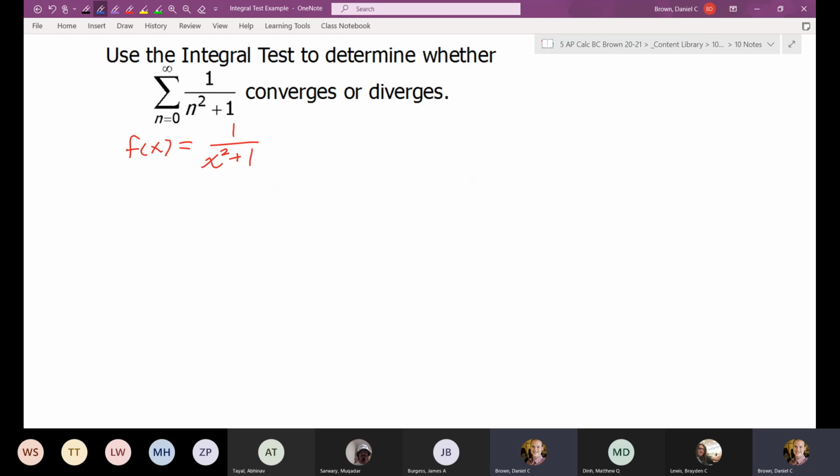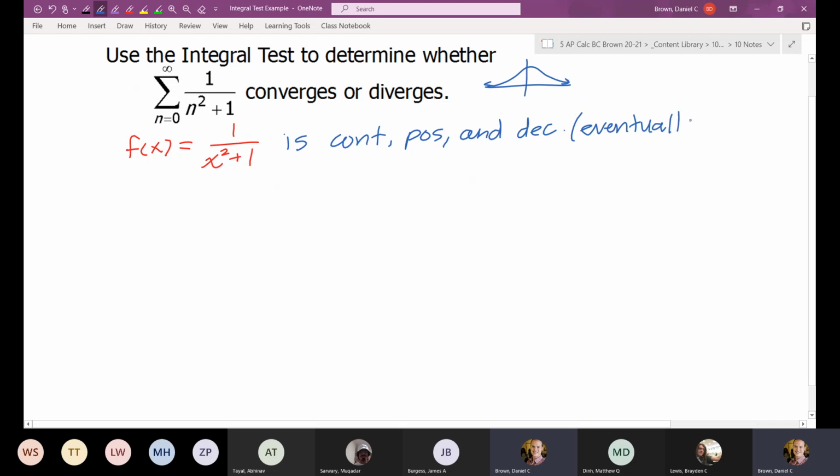So I have f of x is equal to 1 over x squared plus 1. That's the graph I'm looking at, and that graph is continuous, positive, and decreasing. If you want to be safe, stick eventually on after that. If you're concerned about what it looks like, it's one of our bell curve functions. So if we're looking from 0 to infinity, it is continuous, positive, and decreasing. Again, you wouldn't have to say eventually for this one, but it wouldn't be wrong if you added it, because it's always positive, continuous, and decreasing on that interval.